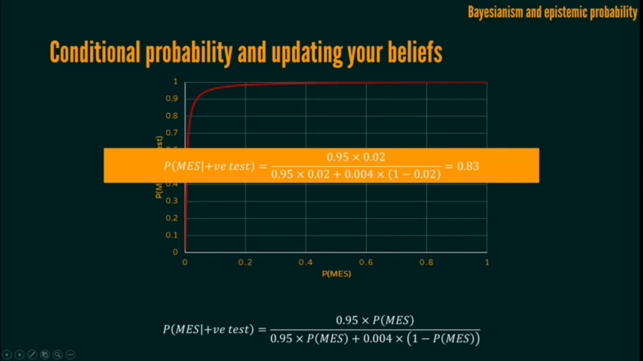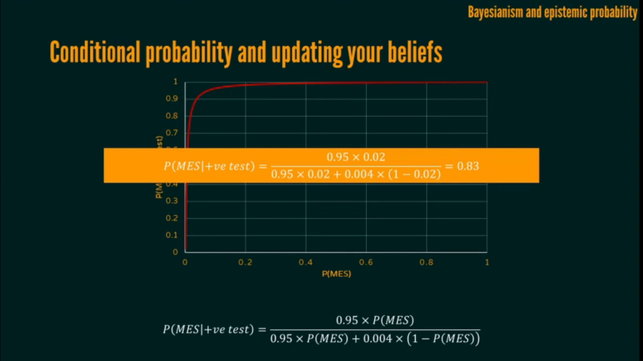0.83 or 83%. So if I'm living in Coventry and I know nothing else, a positive Marshall earlobe syndrome test should change my belief that I'm infected from about 2% to about 83%. That's pretty cool. We've updated our belief based on new evidence.